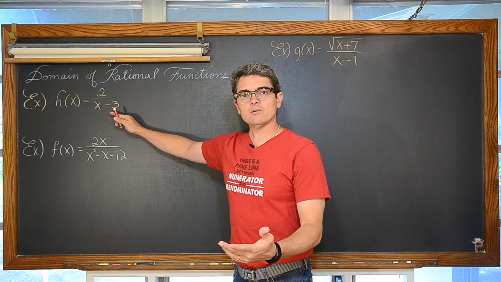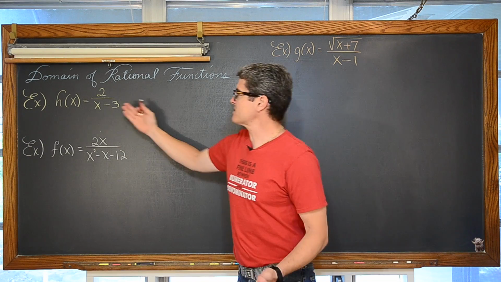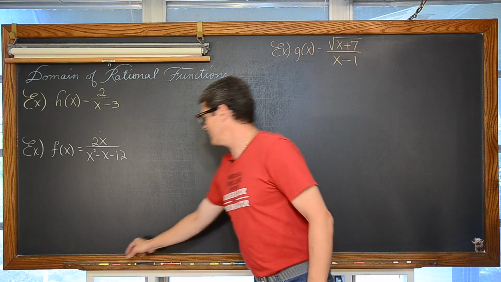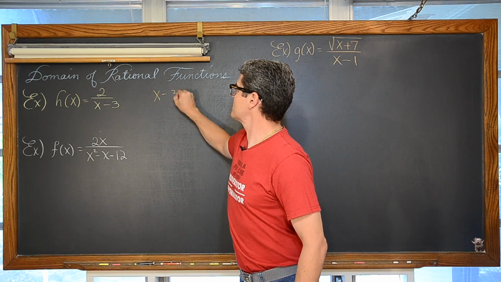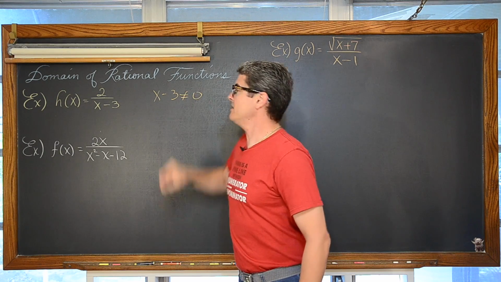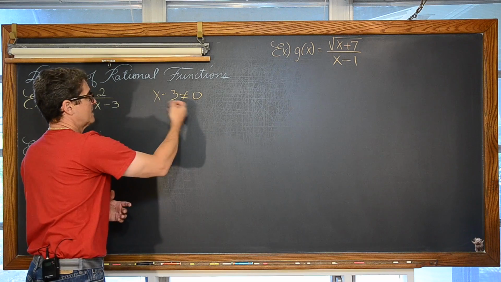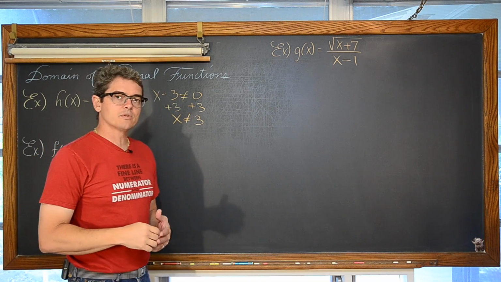Here we have a denominator of x minus 3. Well, you can't divide by 0. Now that doesn't mean that x can't be 0. It means that the entire denominator, x minus 3, cannot equal 0. And that is your setup to find that domain. We're simply going to add 3 to both sides and get that x cannot equal 3.